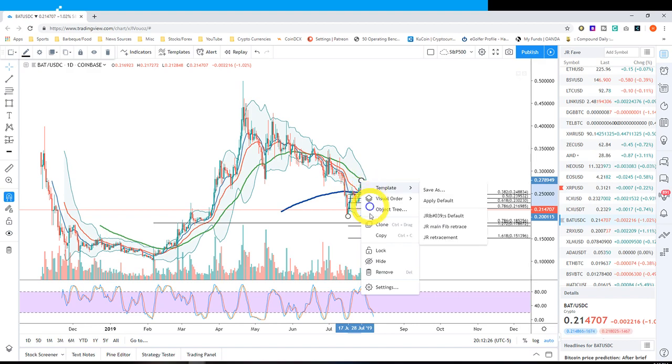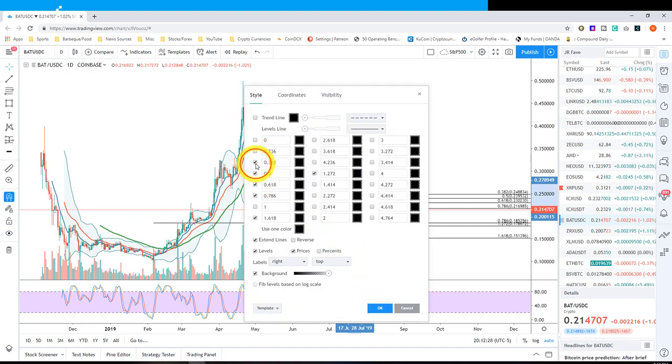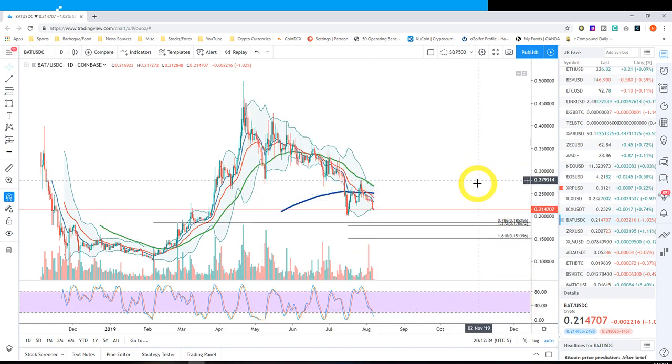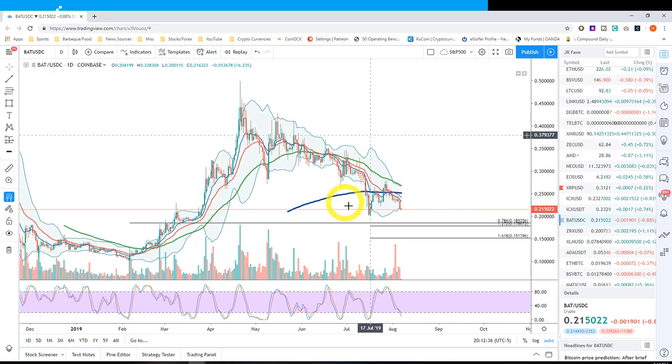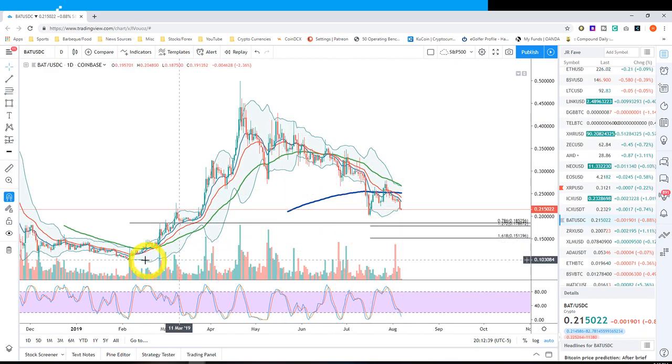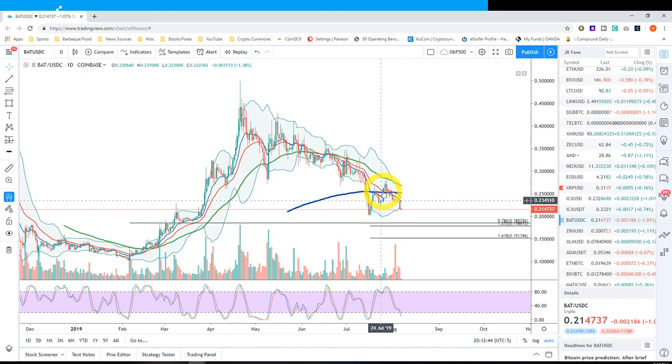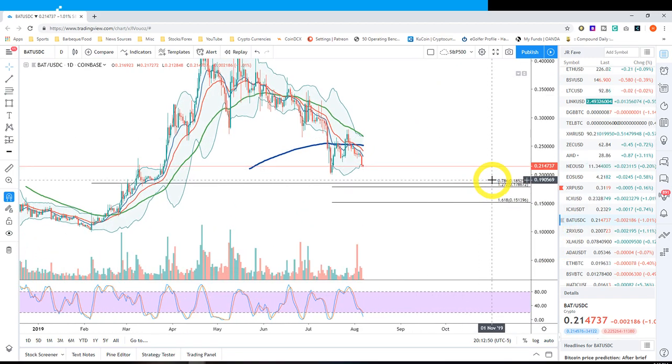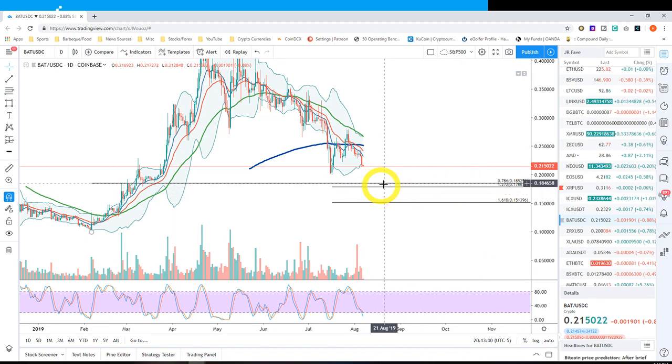Well, lo and behold, look at that. All right. And there we go. Okay. So we had this fib retracement from the low to the high. I just drew it from this low to this high, and I'm getting a 78.6 and a 1.272 lining up pretty darn close to each other. So this would be my area to focus on possibly taking a position.